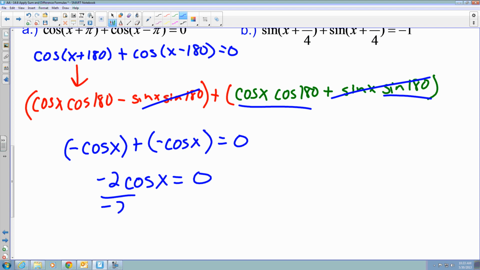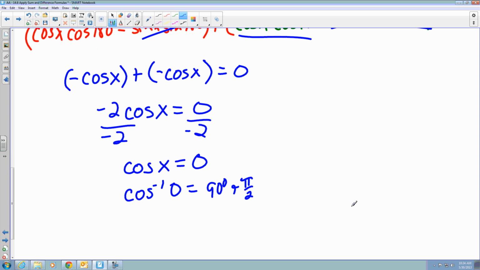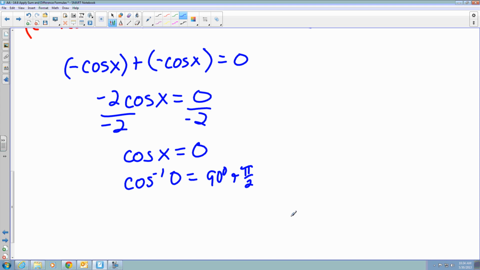So now I get to put this by itself, divide both sides by negative 2, so now I'm left with the cosine of x equaling 0. So in order to find x, I must just take the inverse cosine of 0, which ends up equaling 90 degrees, and it was in radians, so it's going to be pi over 2. But there's another value that's also going to equal 0. It's also going to be 270 degrees, and that is also 3 pi over 2.